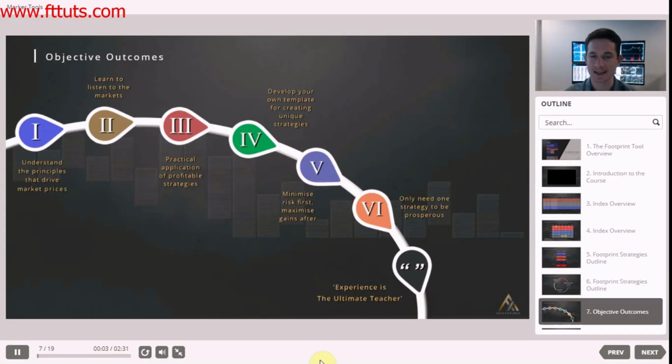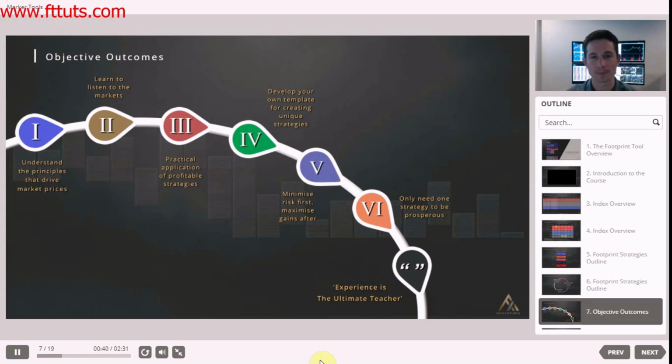So just like I've set out a 30-day challenge for every one of you taking the course, I've also set out objective outcomes for me, the mentor, to achieve within each one of the units. These 6 objective outcomes include the following. Firstly, I really want you to understand the principles within each unit that ultimately drives market price. If you can fully understand and grasp these principles, you'll not only be able to execute the trade strategies within units 6 to 15, but you'll also be able to develop and adopt your own unique footprint trade strategies.